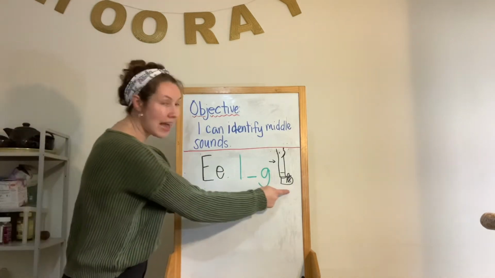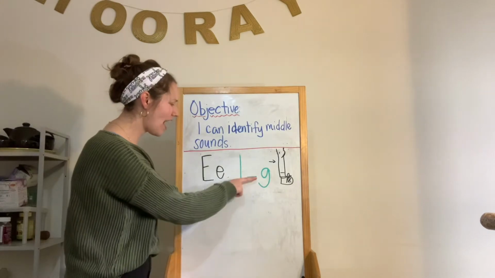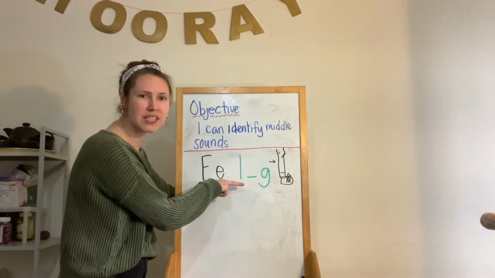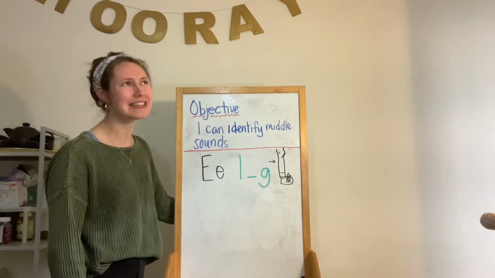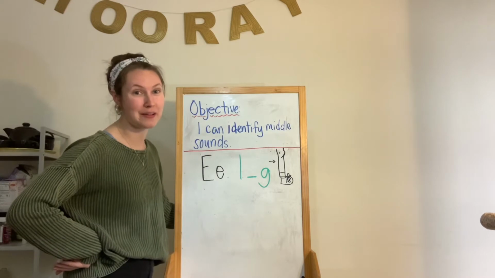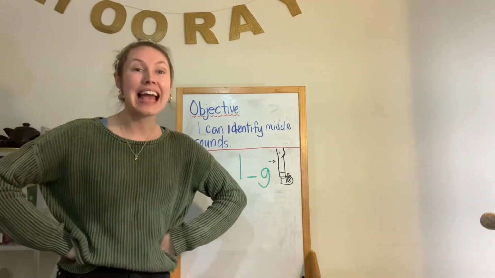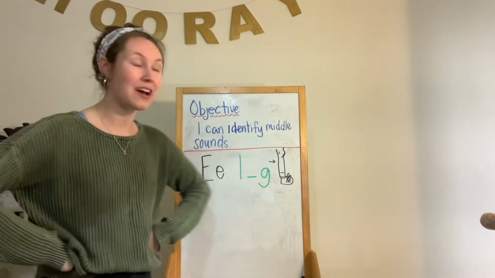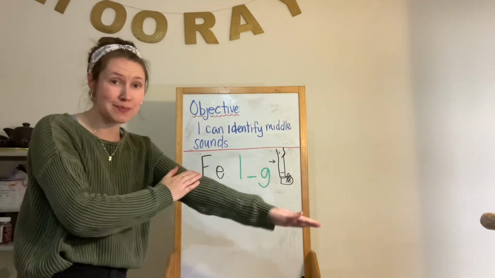So here I have a picture of a leg. Now if I didn't have my middle sound, it would just say lug. That's not a word. That is really silly sounding. Lug. We need to have a middle sound in there. So let's think about the word leg. Egg. What are we missing here? What sound in the middle is missing?